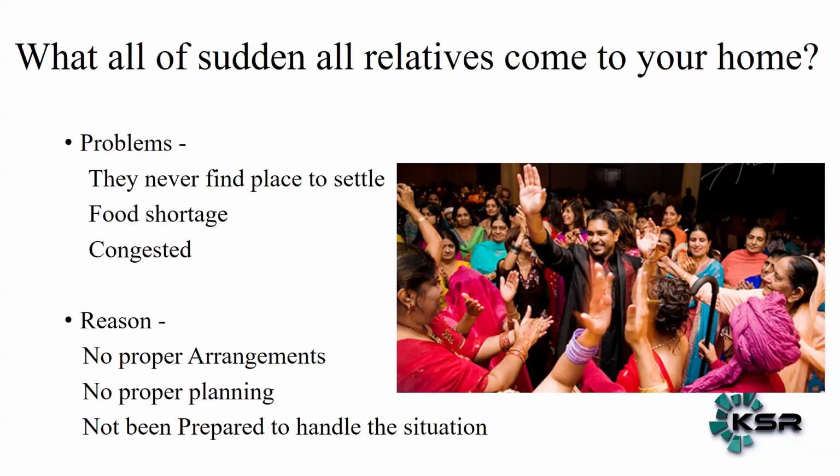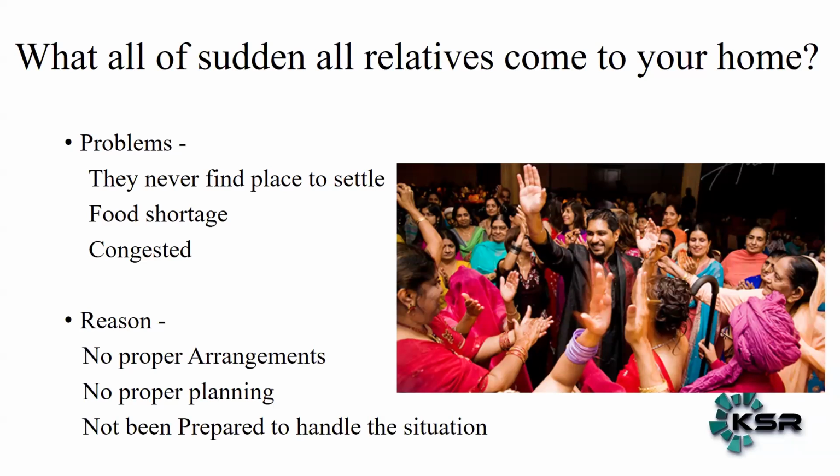Every relative comes to your house. We have around 40 relatives. What if all 40 relatives come to your house? Okay, what is going to happen? It will be very congested. This place will be very congested, right? They'll never find a place to settle. Food shortage also can happen because suddenly they have come.